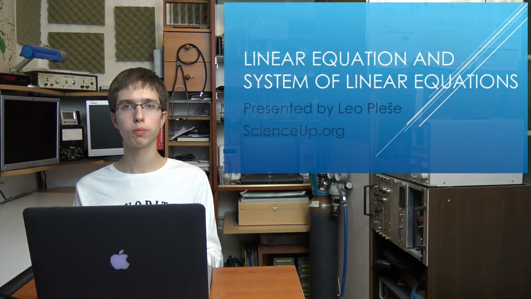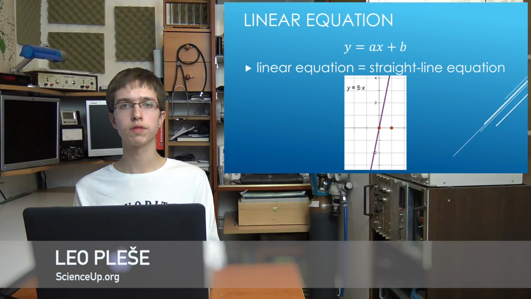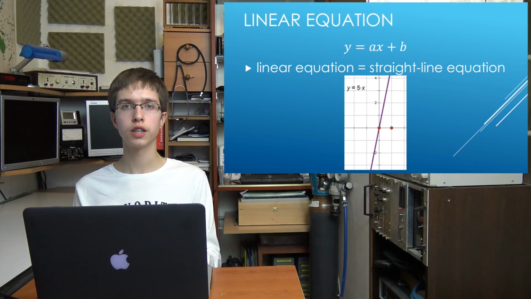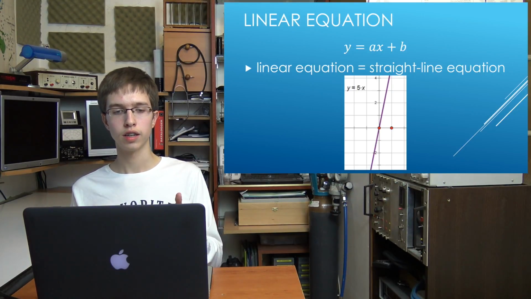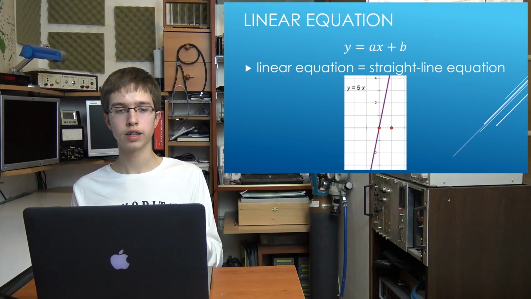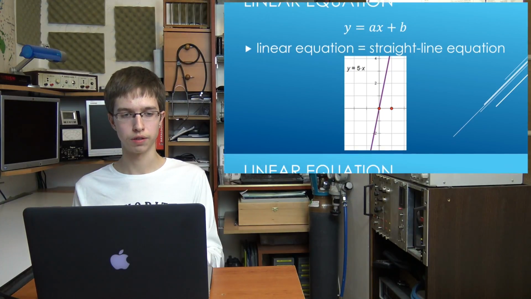Today we're going to talk about linear equation and system of linear equations. Linear equation is an equation which determines some straight line. And on this picture we can see a linear equation y is equal to 5x, which has its straight line, which is constructed here in xy coordinate plane. And here we have this general form of linear equation.